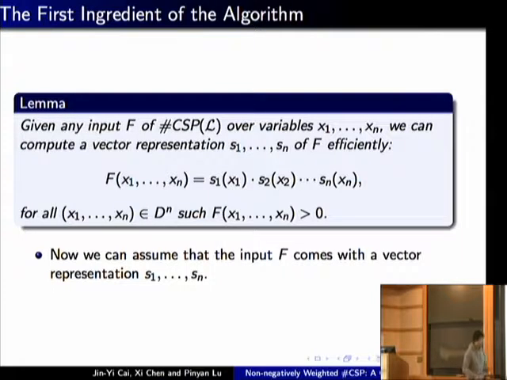And then you can show that now we're given an input with n variables, then we can still compute a vector representation for this n-ary function very quickly. Okay. And the idea is very simple, so I can describe it here. Yeah, the construction also tells you it exists. It always exists, and you can compute one very efficiently.